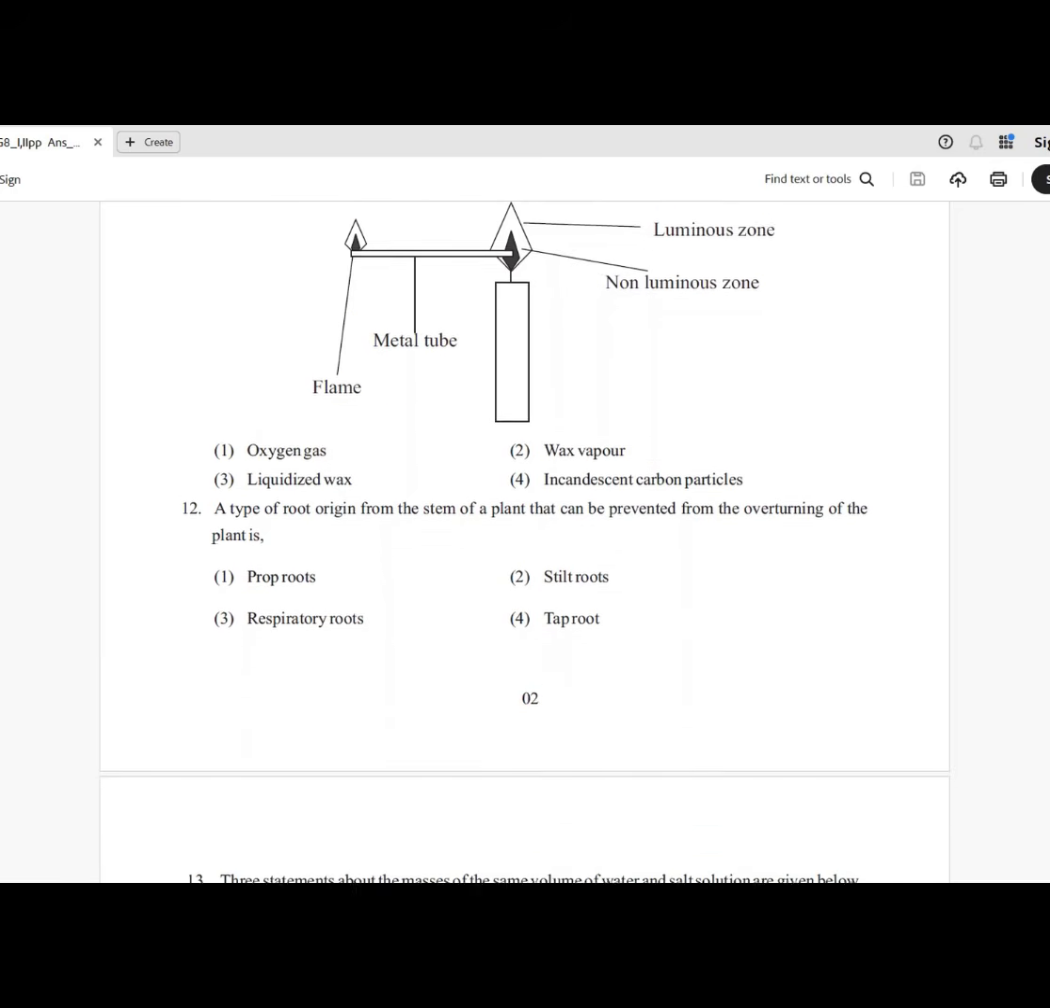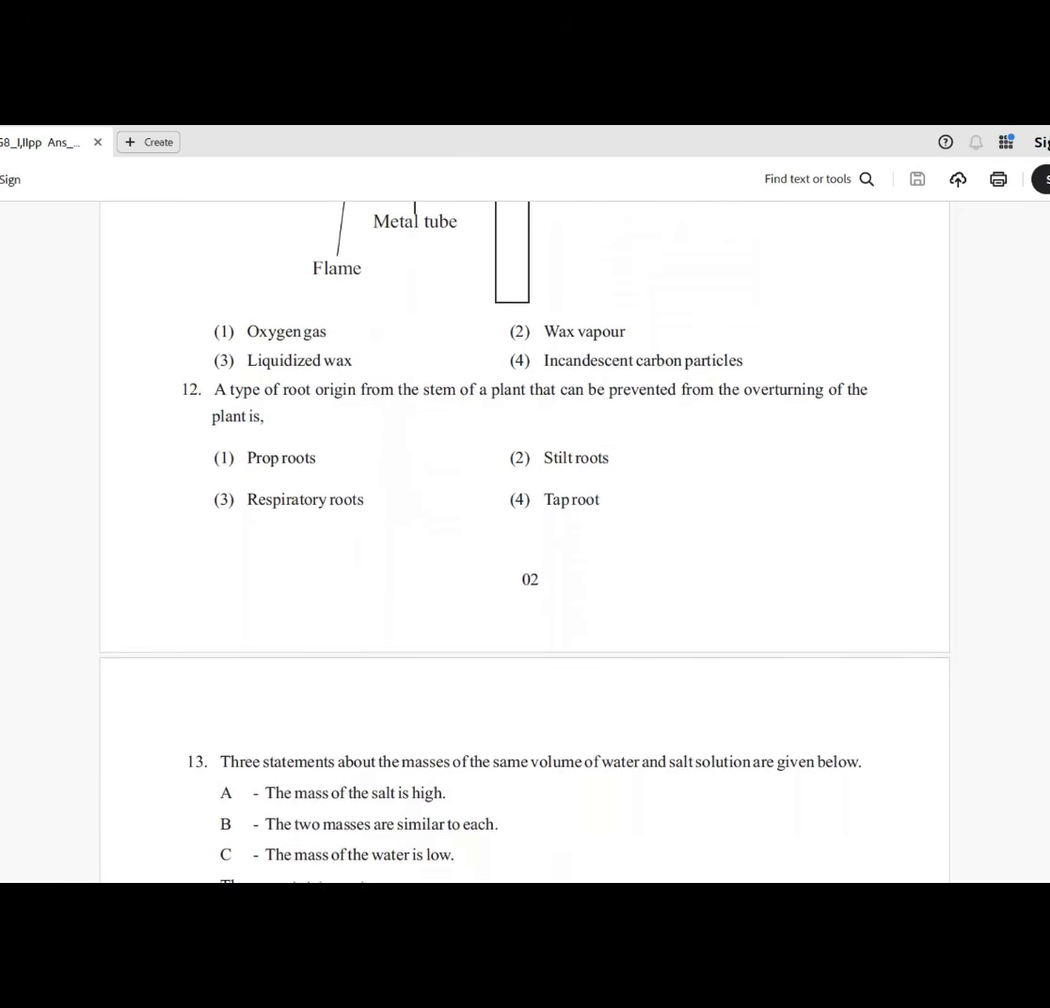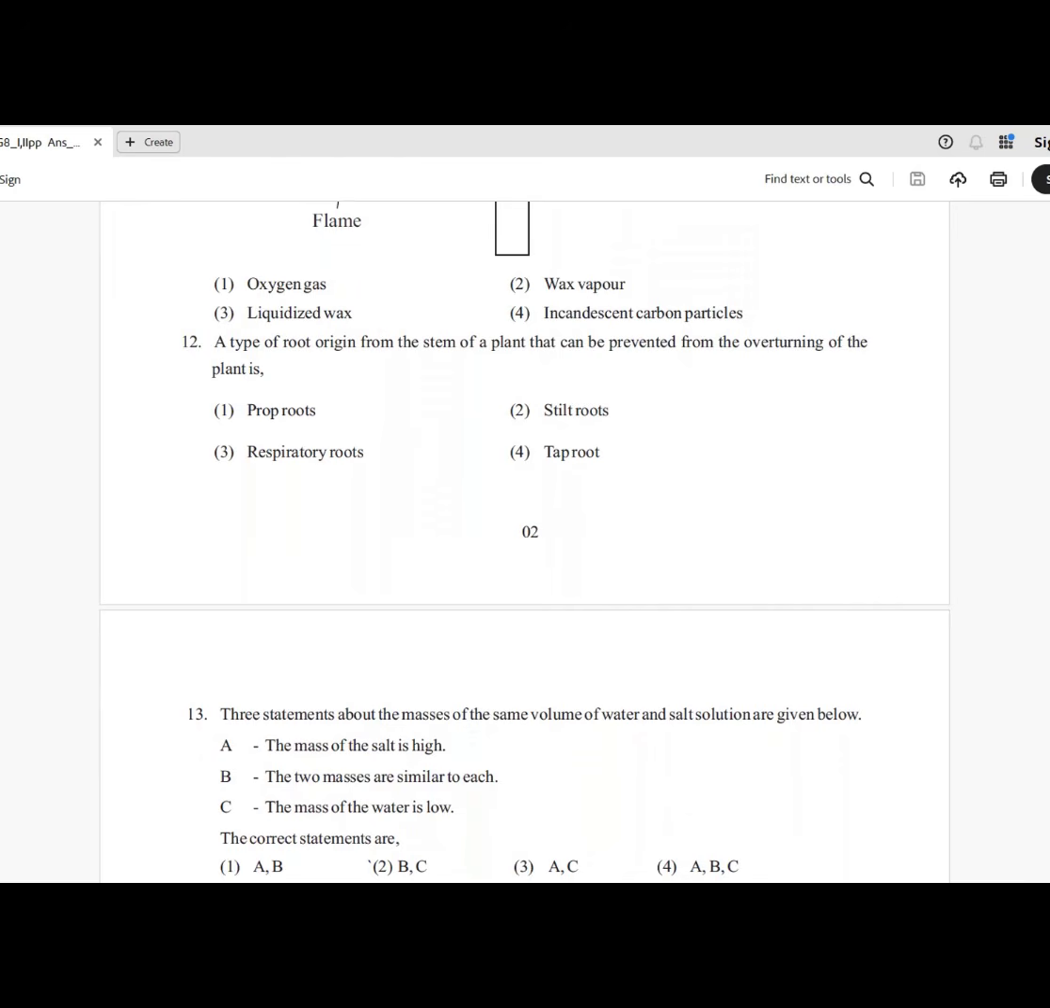Question number 12. A type of root originating from the stem of a plant that can prevent the overturning of the plant is: prop roots, stilt roots, respiratory roots, tap roots. Answer 1, prop roots. Prop roots grow from the stem and support the plant, preventing it from falling.